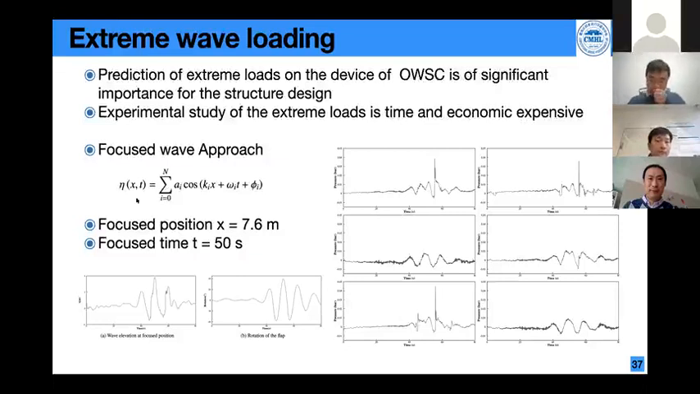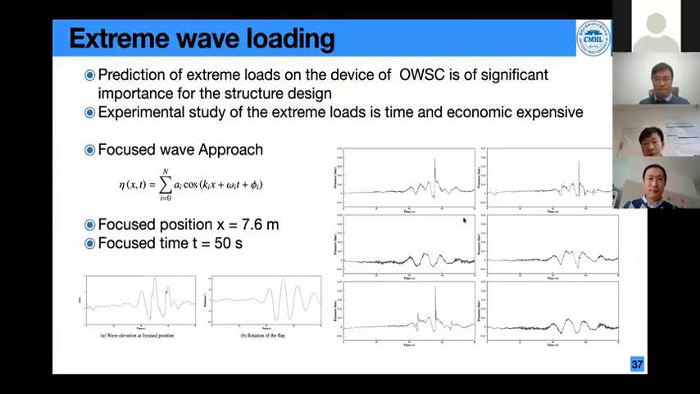Here, we use the focused wave approach, and we set up the focused position close to the flap position, and then we set the focus time equal to 50 seconds. And this is the elevation of the free surface, as you can see here. About at the time of 50, an extreme wave is observed, and this is the time history of the rotation of the flap. Again, when the extreme wave interacts with the structure, a very large rotation is produced.